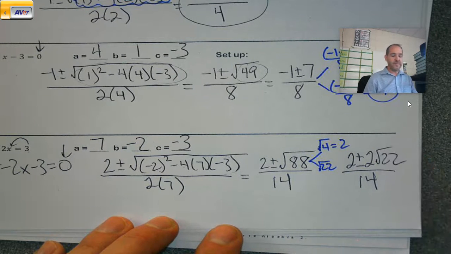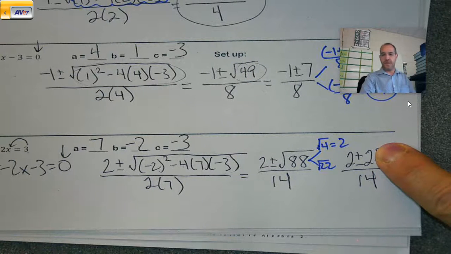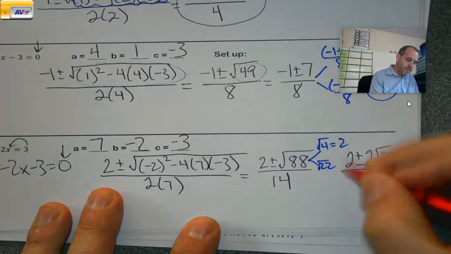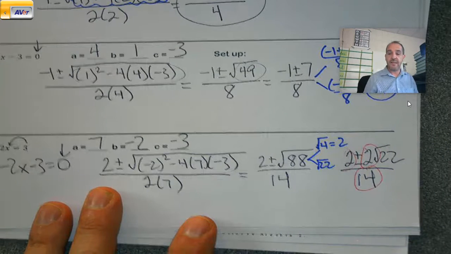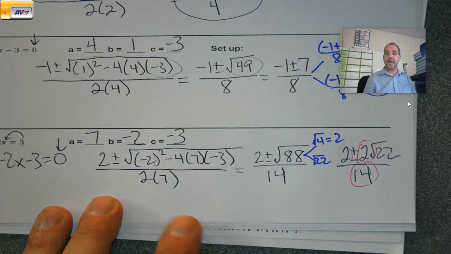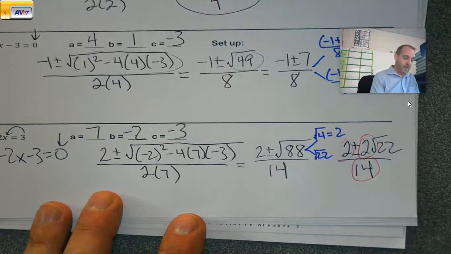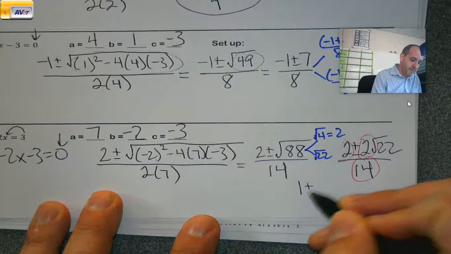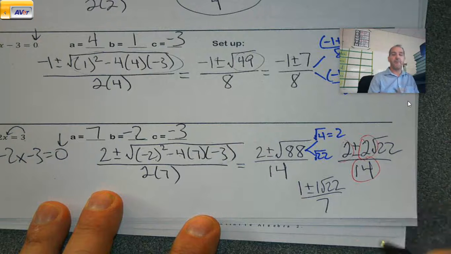Okay, when we look to see if there's any more breakdown, we never look at the radical. Radical jail, it's off to the side. We're not doing anything with it. But if you look at the other 3 values that are there, and there's a number that divides into all 3, and there is in this case, we go ahead and divide them all by 2. So 1 plus or minus 1 square root of 22 over 7.